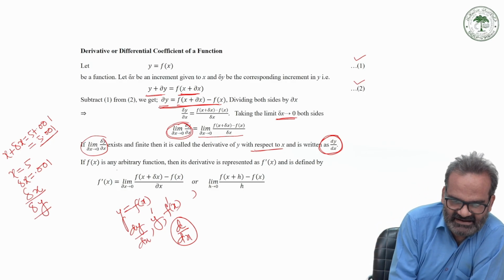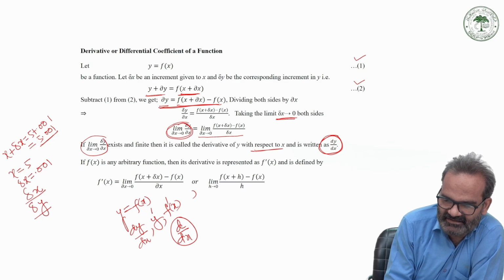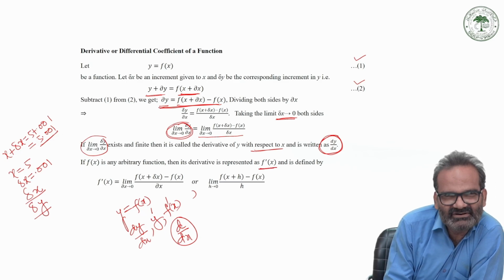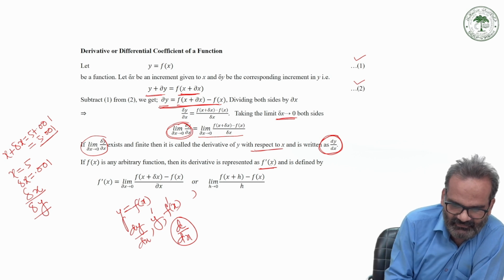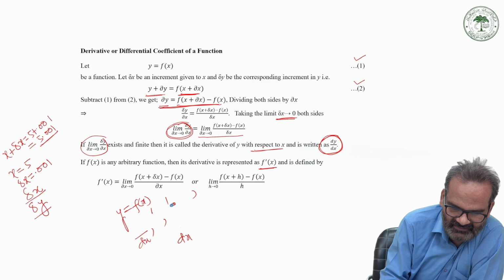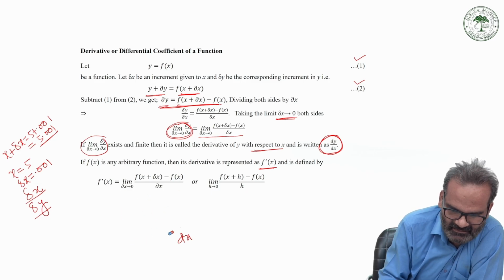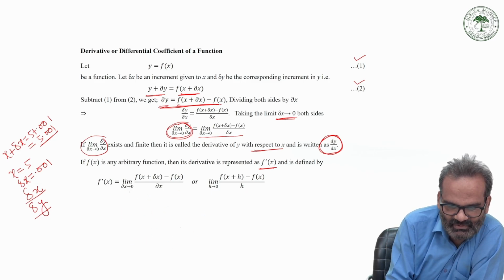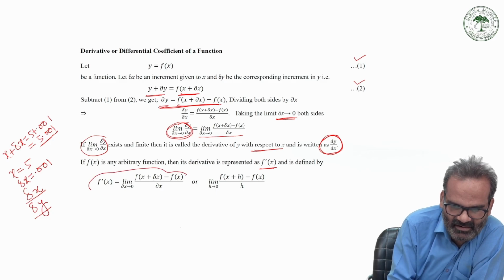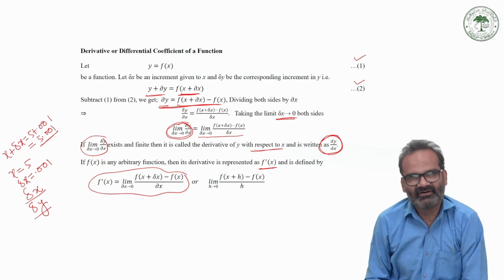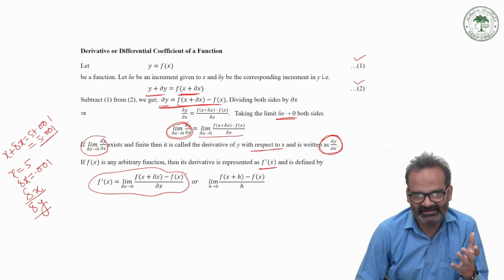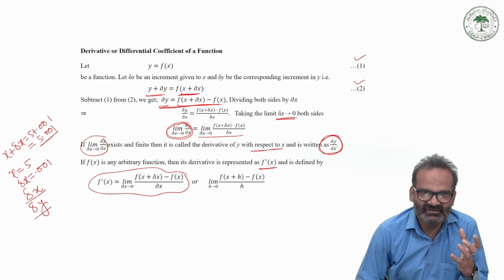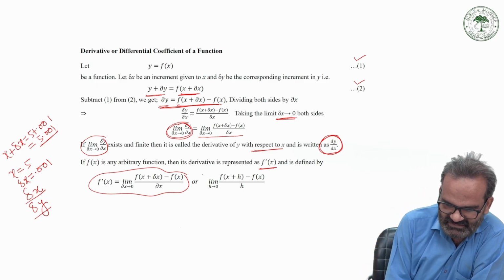Finally, if f of x is any function, then its derivative is represented by f dash x. I have taken this notation, no issue. Out of these four notations, we can take any one of them. And the formula for finding out the derivative is what? Limit delta x tends to 0, f of x plus h minus f of x divided by h. This is the formula to calculate the derivative of any function. I have told you we will remove this delta x if you are getting any problem with this new term. You can also use this formula.